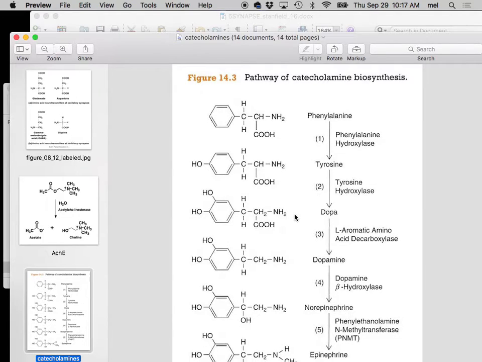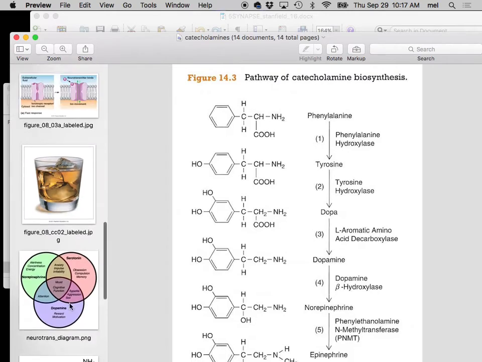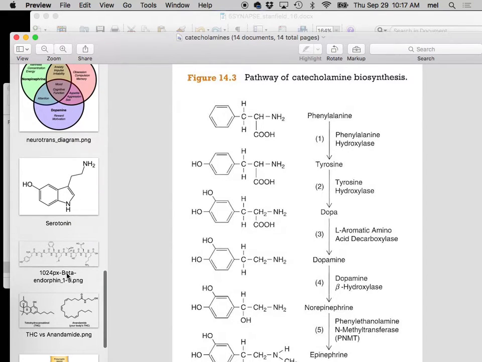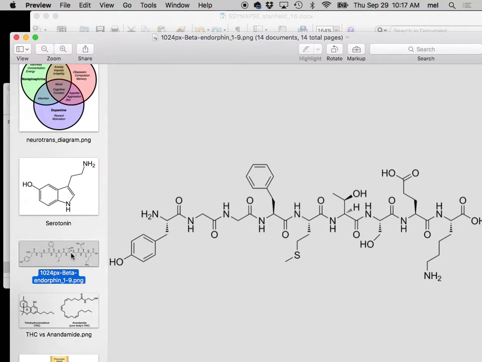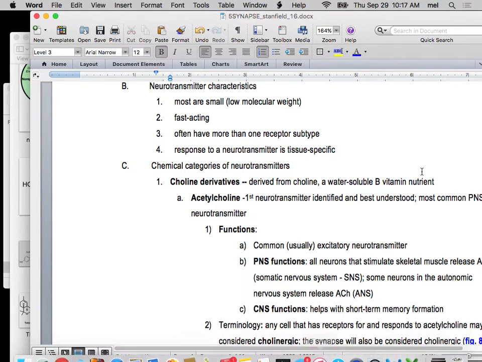Okay, so that's a neurotransmitter. Here's some more. They're all mostly about the size of an amino acid with the exception of the biggest ones. Here's the biggest ones. Even the biggest ones, and this is a beta endorphin, which is an opioid, this one's still much smaller than a protein, right? So it's still relatively small. So they're relatively small. They are fast acting, and usually there's more than one receptor subtype.